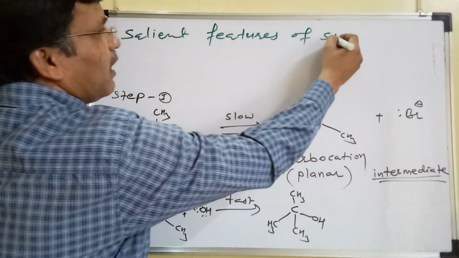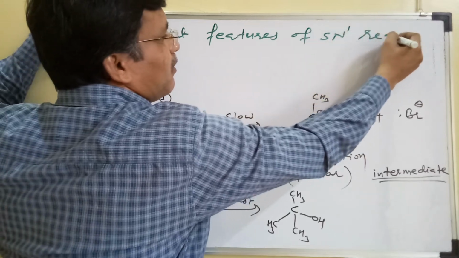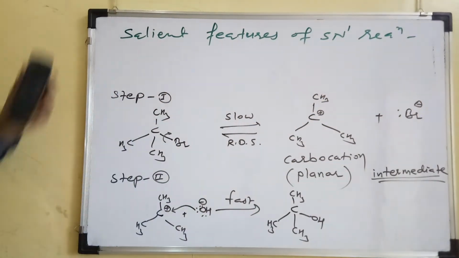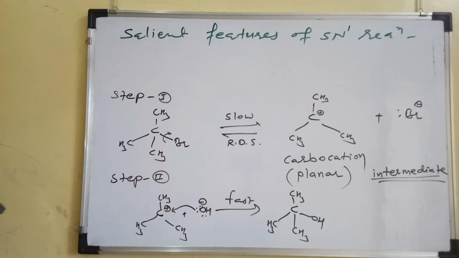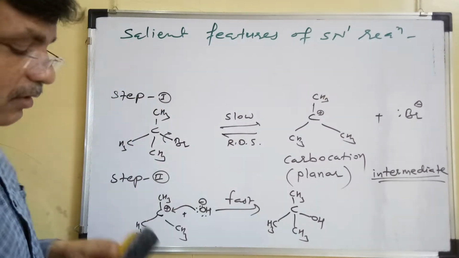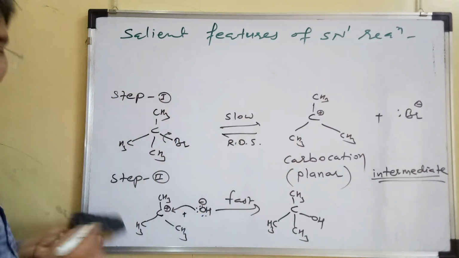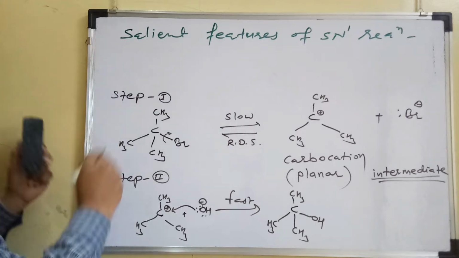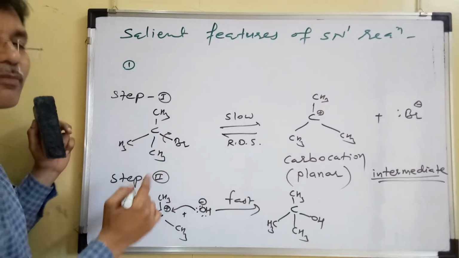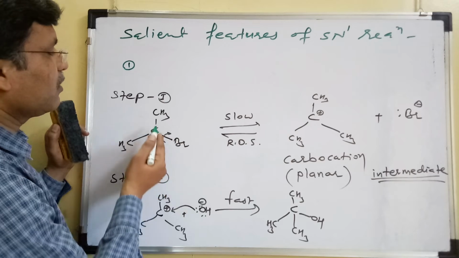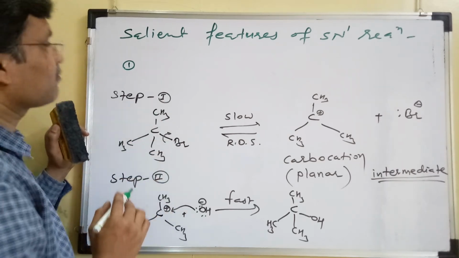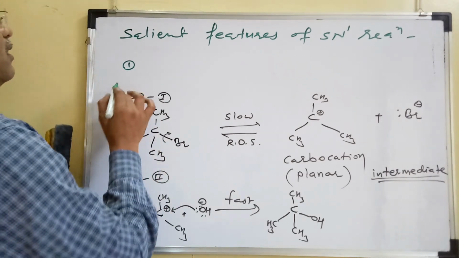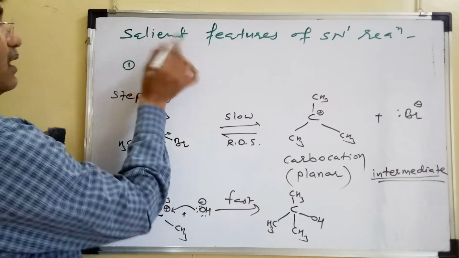Salient features of the SN1 reaction. We'll see the first point about the salient features of these reactions. The first point is that this reaction takes place in two steps: the first step and the second step. These are the first salient features.